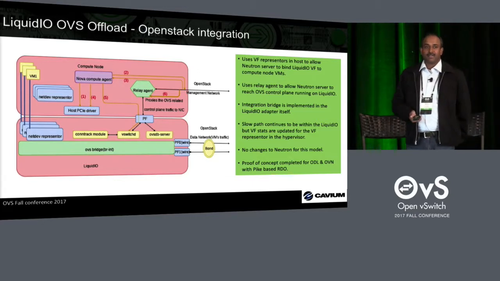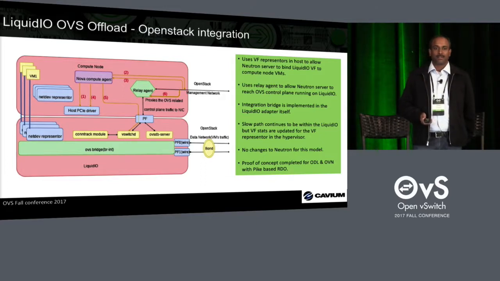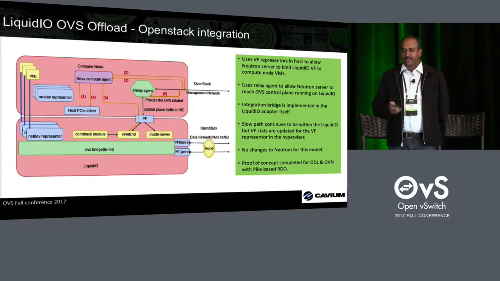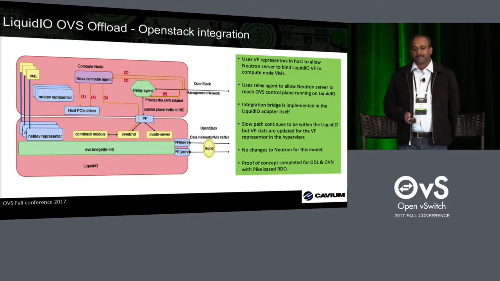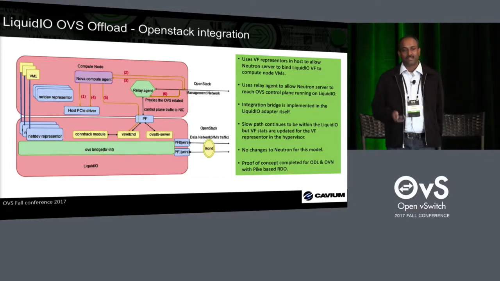And we were able to use the Pike release, and we were able to demonstrate both orchestration using ODL and OVN. There is a patch required for OVN, which we have submitted. And I think Queens should see more acceptance of the LiquidIO OVS offload solution. And ODL does not require any changes except for the relay agent, right? That can then talk to the DB running on the LiquidIO in this case.